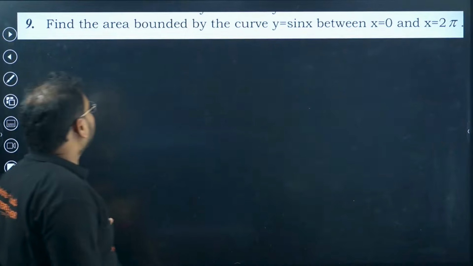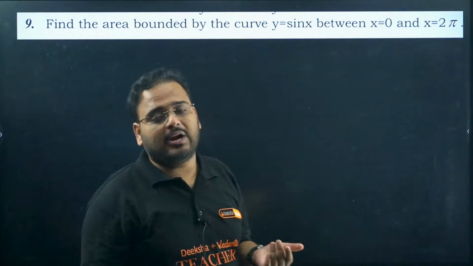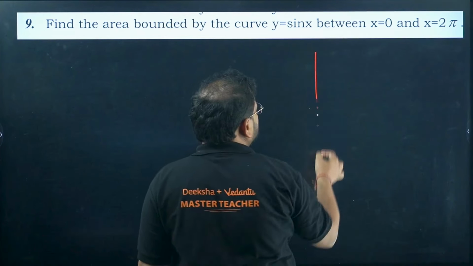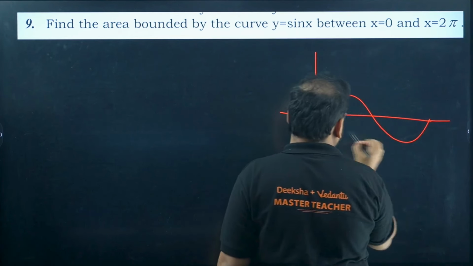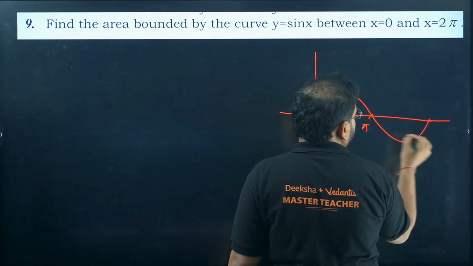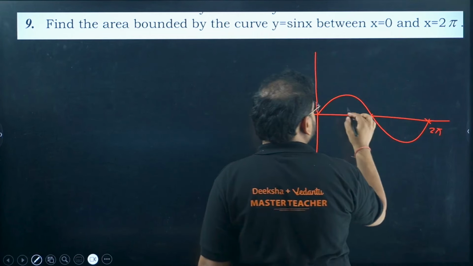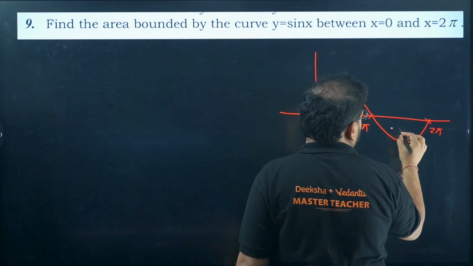Next, find the area bounded by the curve y equal to sin x between 0 and 2 pi. A very good question, but very, very easy as well. Starts from here, goes till here: 0, pi, 2 pi. We all know this is area A and this is area minus A.